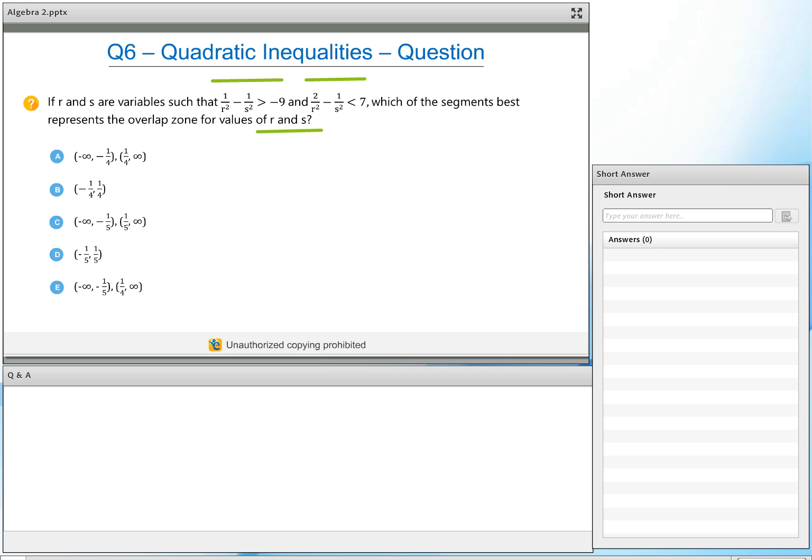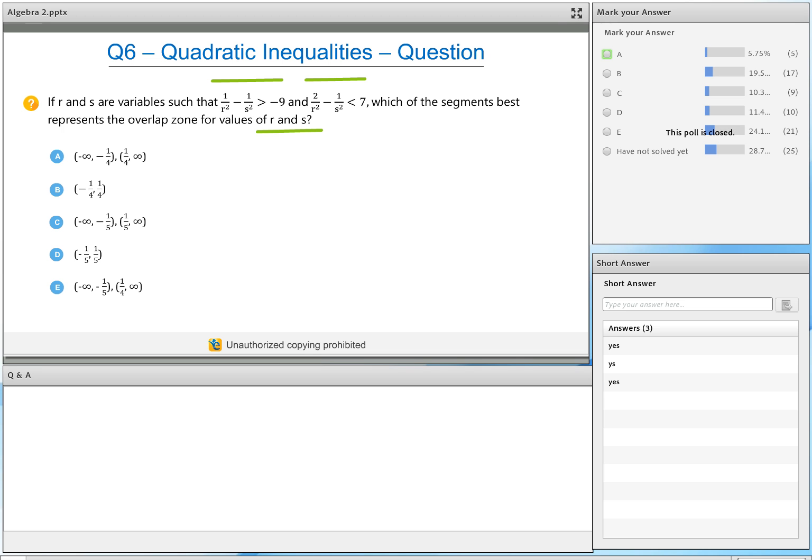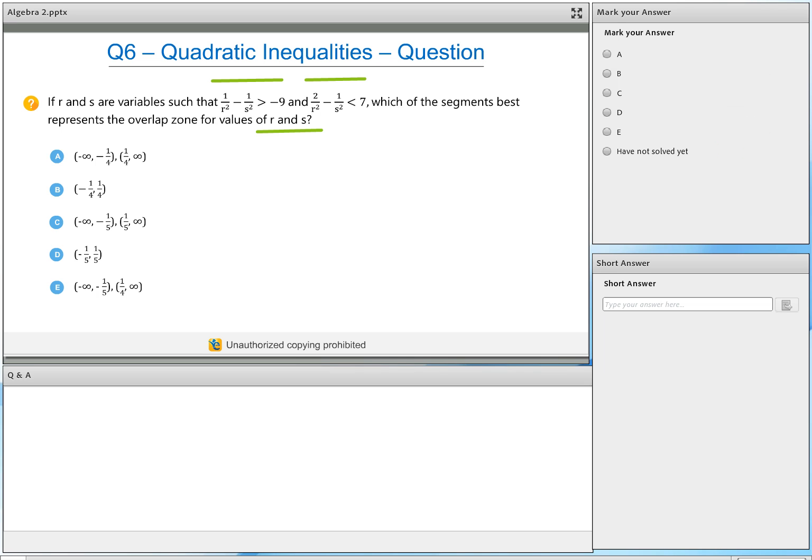Are you guys now clear about this question? Clear about the approach that you have to use for this question? Good. Now go ahead and solve it. Can you please click on 'have not solved yet' first? Okay, go ahead and solve it.